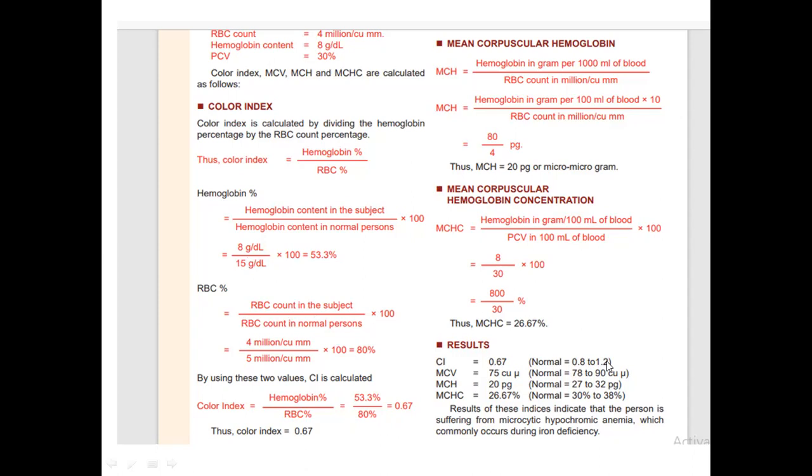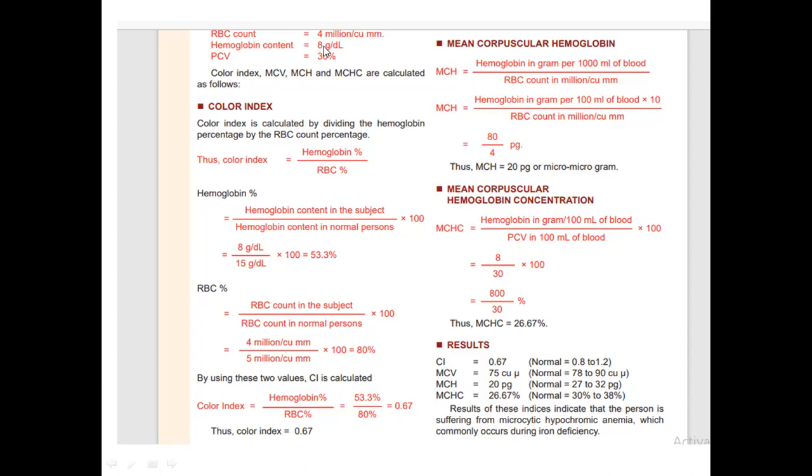Now, if we take another patient, just for practice, do this for me. Let's assume that our patient has 6 million red blood cells and the hemoglobin content is 16 grams per dL. So this is 6 million and this is 16 grams per dL. Let's try and find the color index.